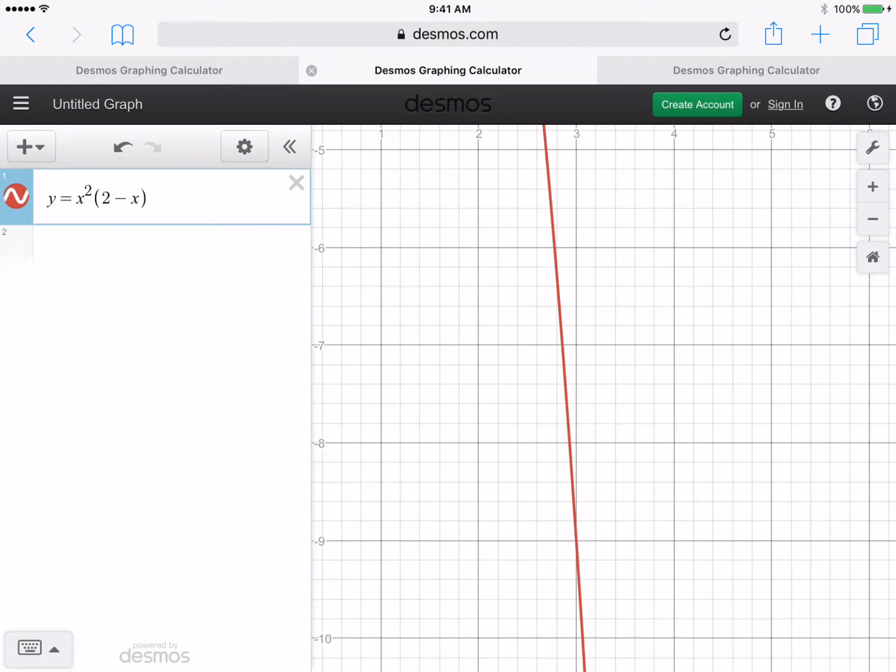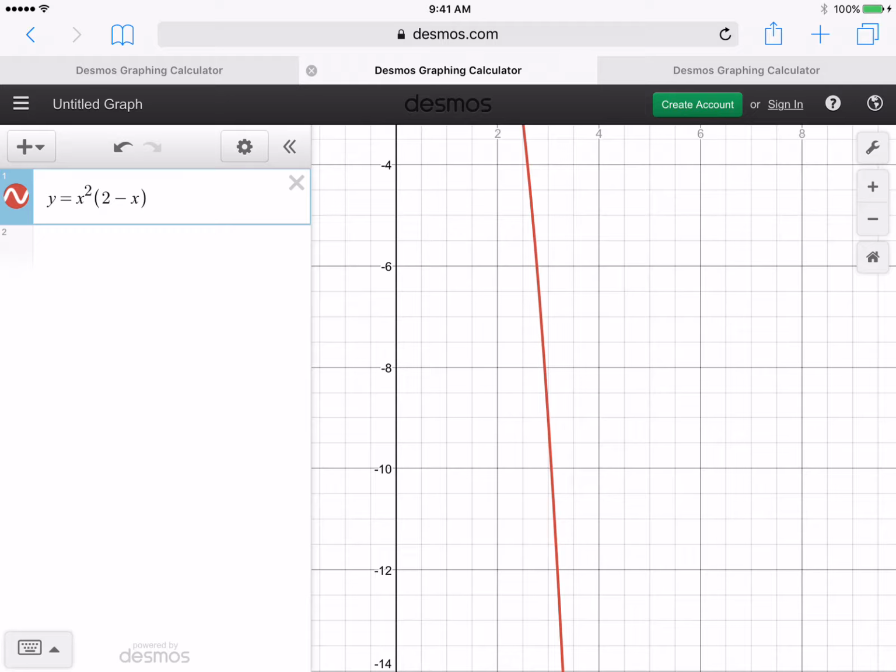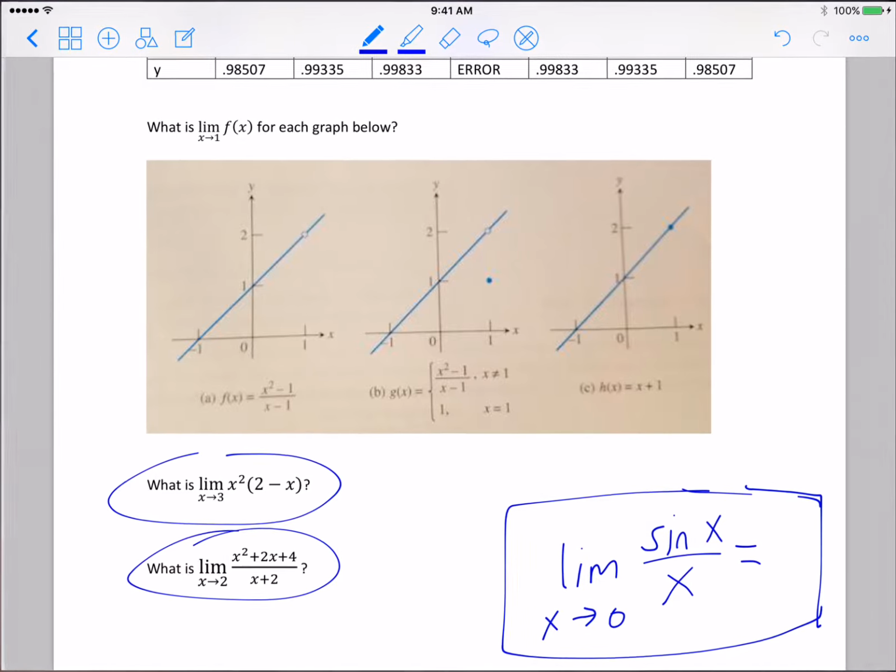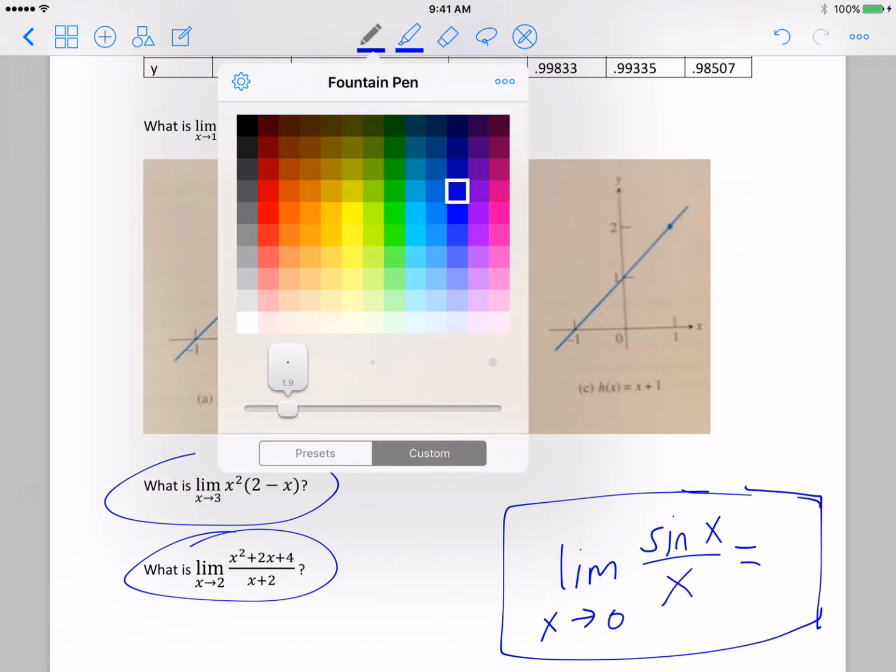As the x value gets closer and closer to 3, what's happening? What is the y value becoming? From the left side, it's getting closer and closer to -9. From the right side, if you get closer to 3, it's also getting closer and closer to -9. So -9 appears to be the limit for the first one.